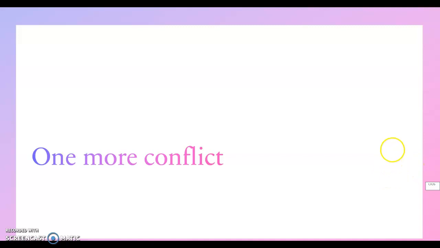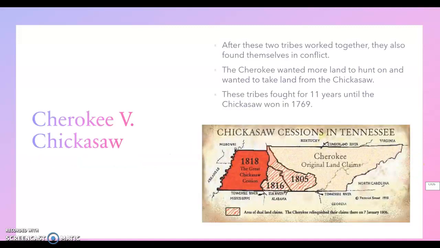And then there was one more conflict we want to look at. The Cherokee versus the Chickasaw. So if you remember, the Chickasaw helped the Cherokee get rid of the Shawnee tribe. But after they worked together, they then found themselves in a conflict. The Cherokee wanted more land for themselves to hunt on, and they wanted to take that land from the Chickasaw. And that's the tribe that helped them get their land back. But they wanted to take more land. They didn't think they had enough.